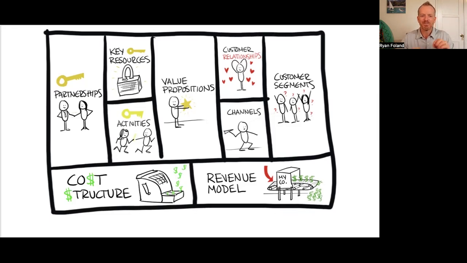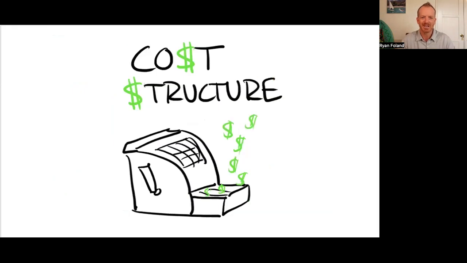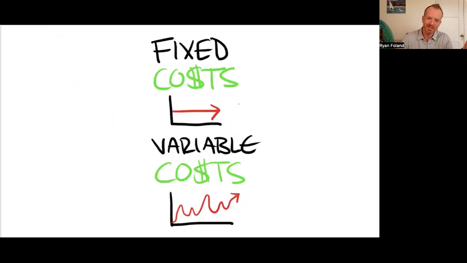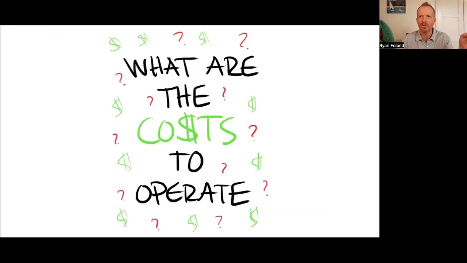And guess what? If it costs less money than the money that you're bringing in, your business is profitable. If it costs as much money as you're making, you're neutral. And if it costs more than the money you're bringing in, well, it's not going so well, is it? Cost structure is really your cost. You have fixed costs and you have variable costs. You can really keep those costs low. What are the minimum costs that you can operate?